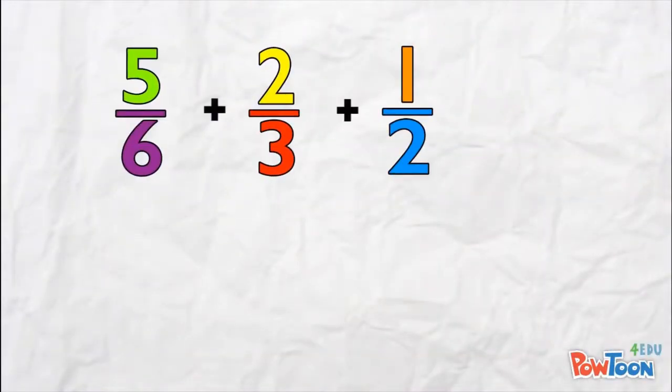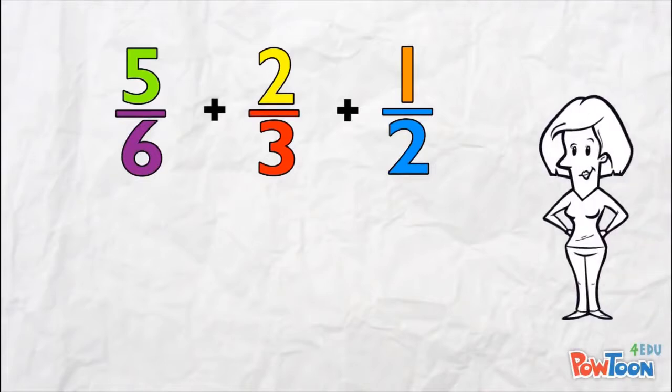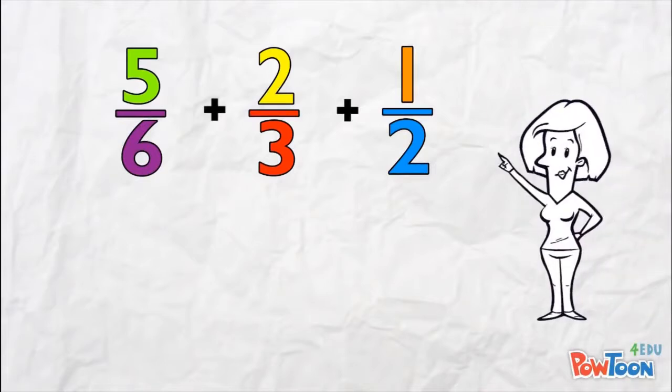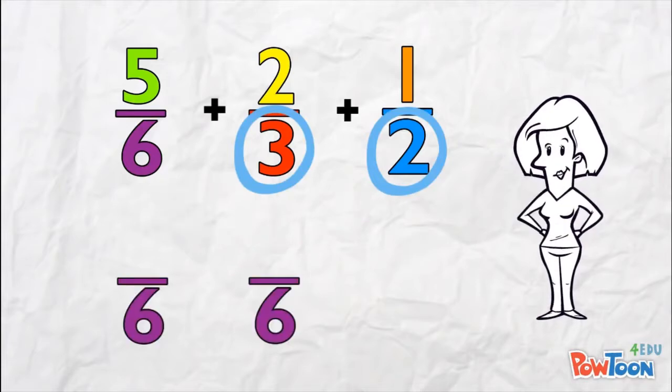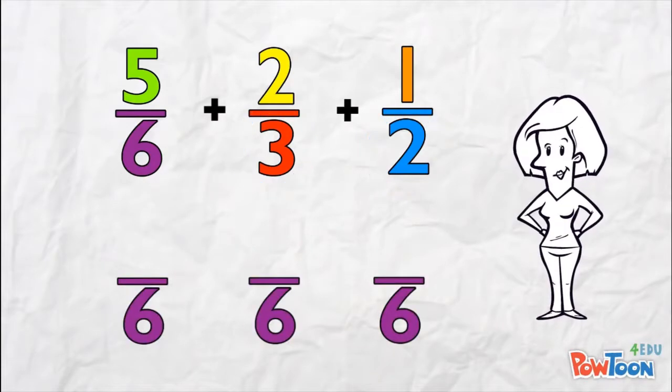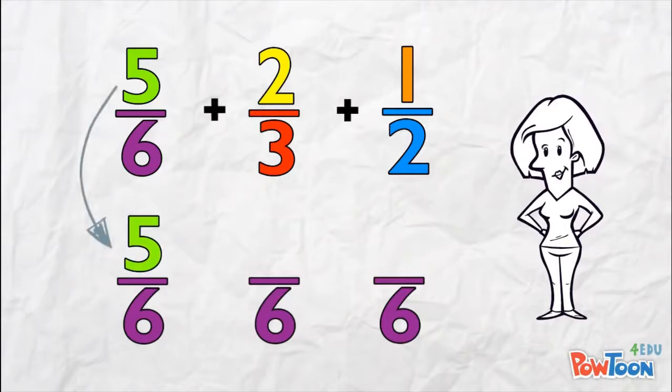First, we look at the denominators. We've got 2, 3 and 6. If you know your tables, you'll spot that 2 and 3 are both factors of 6. So 6 is the lowest common denominator. 5/6 stays as it is.